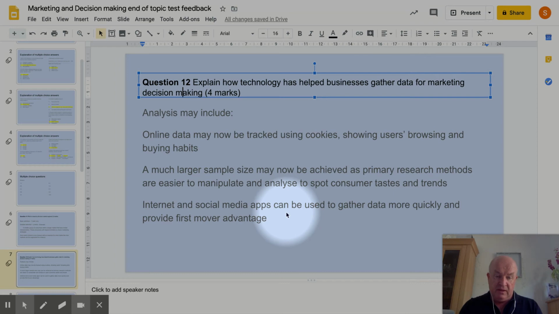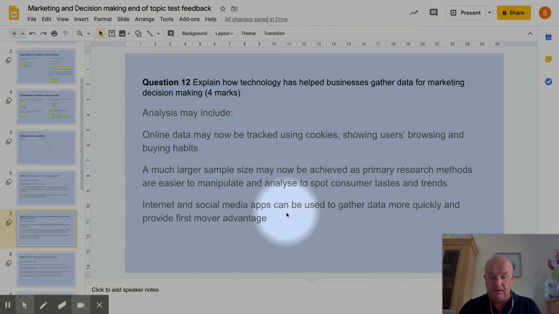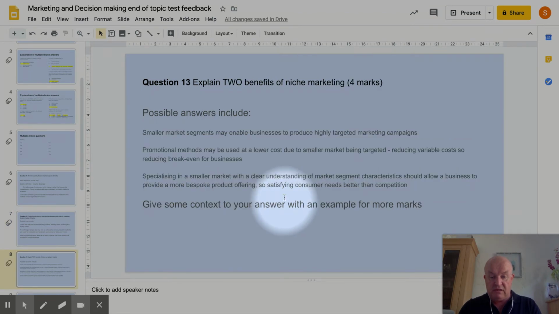Okay, so a couple of examples there, and obviously you're going to get your 4 marks for explaining, number 1, the technology, number 2, how that can help to inform marketing decision making. Okay, let's have a look at question 13 then. So in this case we're moving on to look at a slightly different question. In this case we've got to explain 2 benefits of niche marketing. Well, clearly if you only include 1, the maximum you're going to get is 2 marks.